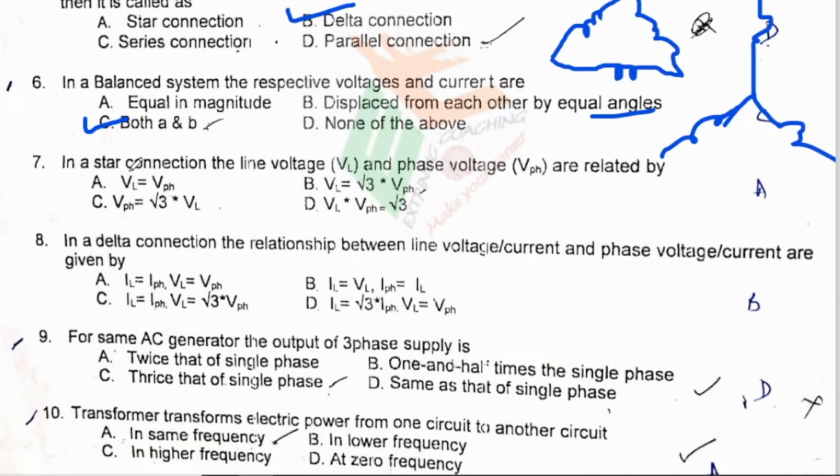Next question: in the star connection, the line voltage and the phase voltage are related by? In the star connection, we know that the currents are equal.